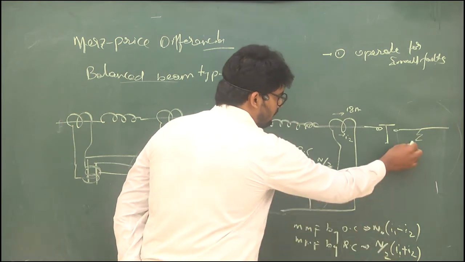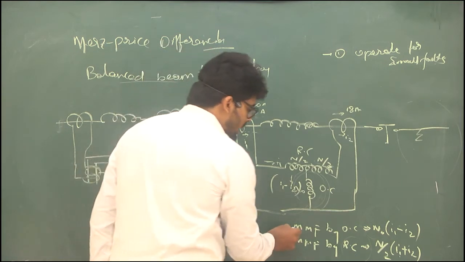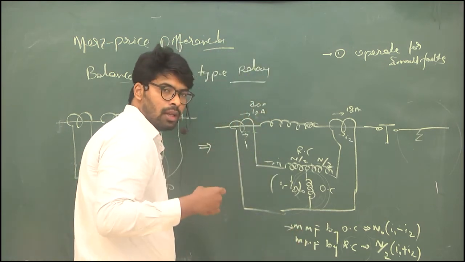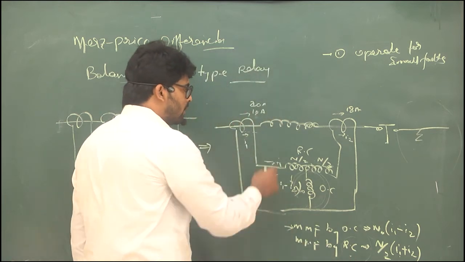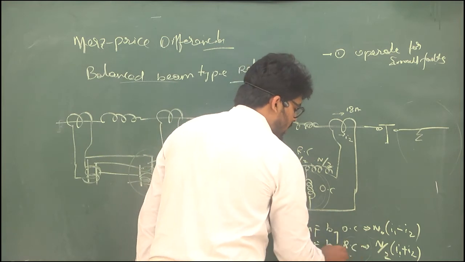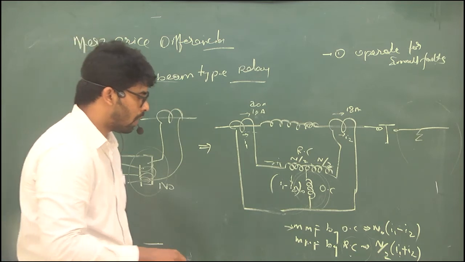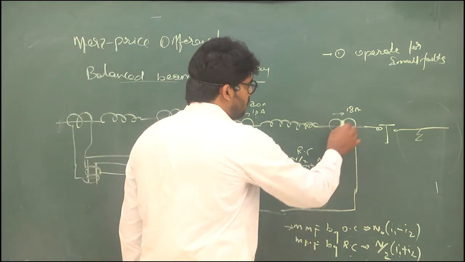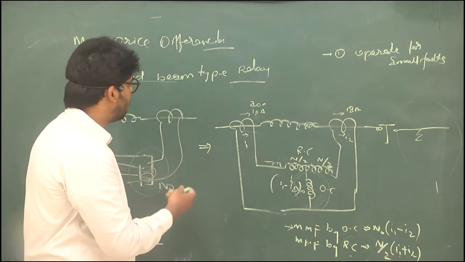So in this section, even if the fault that occurs is higher, with the external faults, the operating coil force is always less than the restraining coil force. Same internally: if small faults occur, there is a provision that the restraining coil force is always higher than the operating coil. Therefore, the small faults will not be operated by this beam type relay.